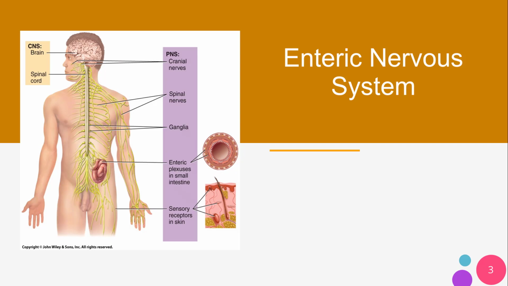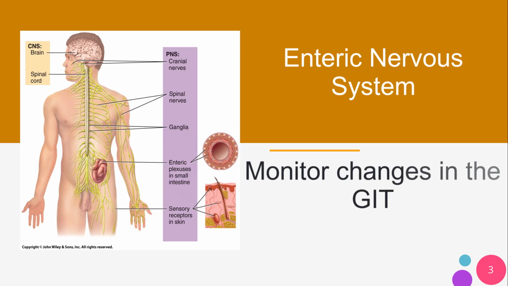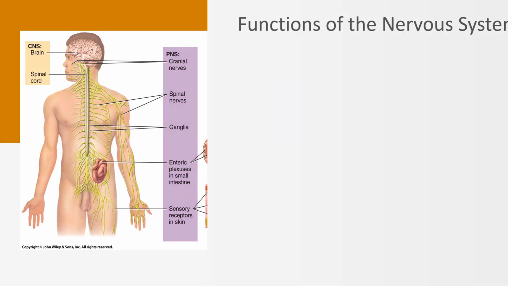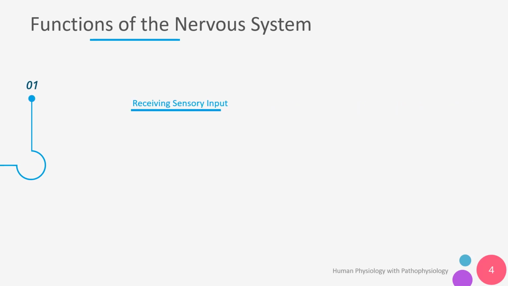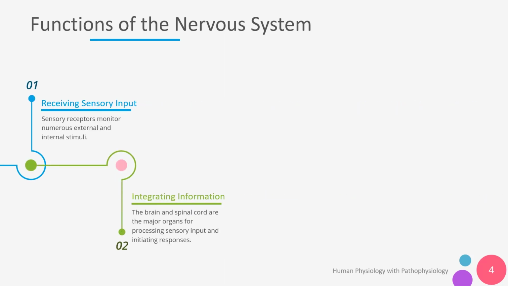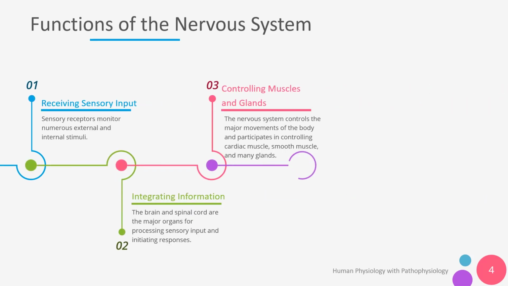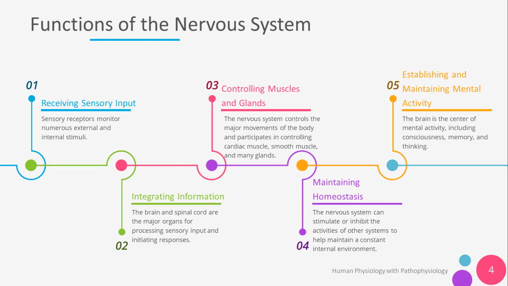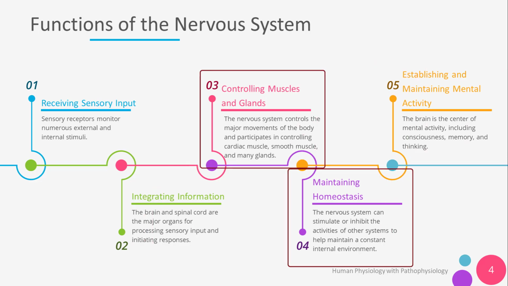Some of the functions of the ENS are monitoring of changes in the GIT, and control of GIT contraction and secretion, such as acid secretion from the stomach and secretion of hormones by the GIT endocrine cells. In summary, the functions of the nervous system can be narrowed into three basic functions, and that is sensory, integrative, and motor function.